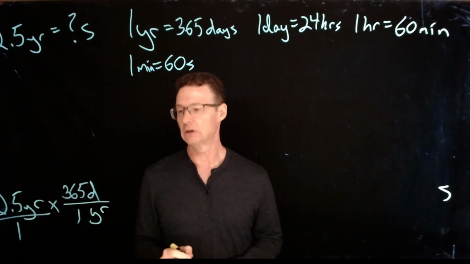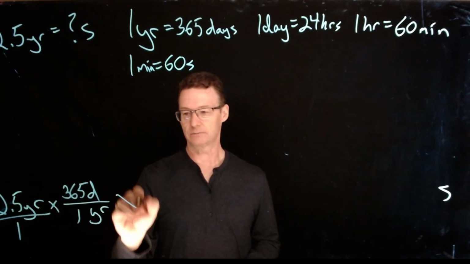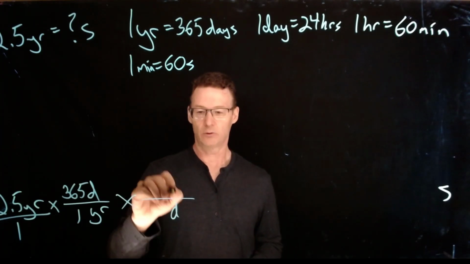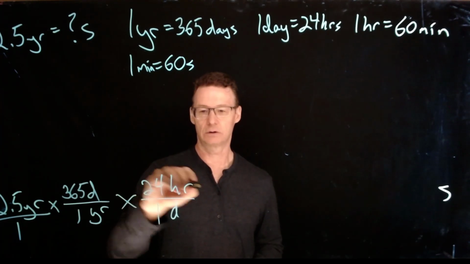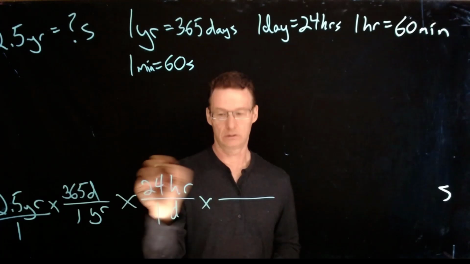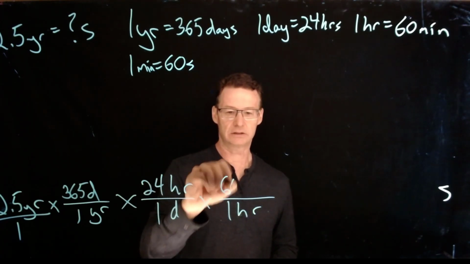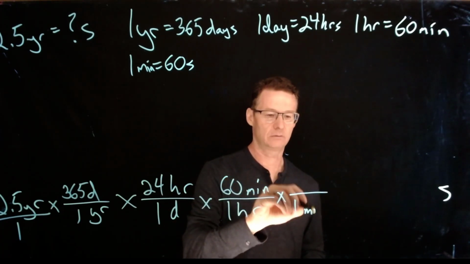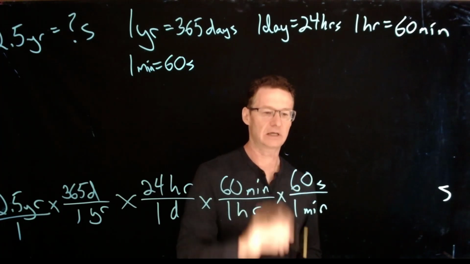It's the same thing. So now I've converted years to days, and then I want to go days to hours. Remember, since I want to cancel here, I want to put days on the bottom. 1 day is 24 hours. Hours into minutes: hours on the top, hours have to be on the bottom, and that's 60 minutes. And then finally 1 minute, put minute in the denominator, and 60 seconds on the top.